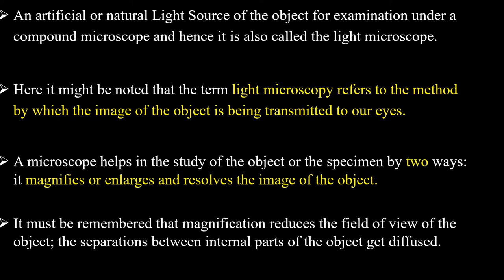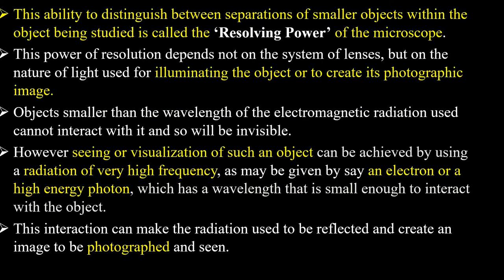A microscope helps in the study of the object or specimen in two ways. One, it magnifies or enlarges, and secondly, it resolves the image of the object. It must be remembered that magnification reduces the field of view of the object. The separation between internal parts of the object gets diffused.